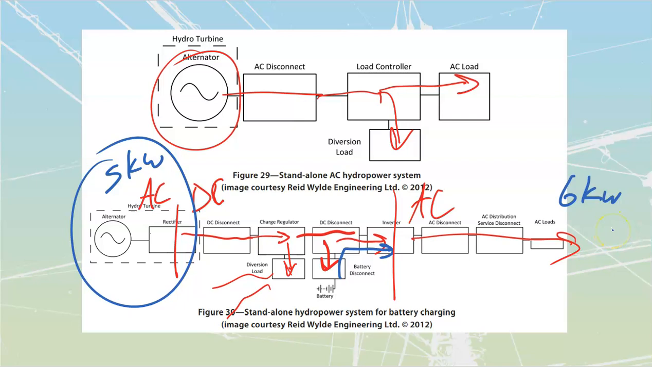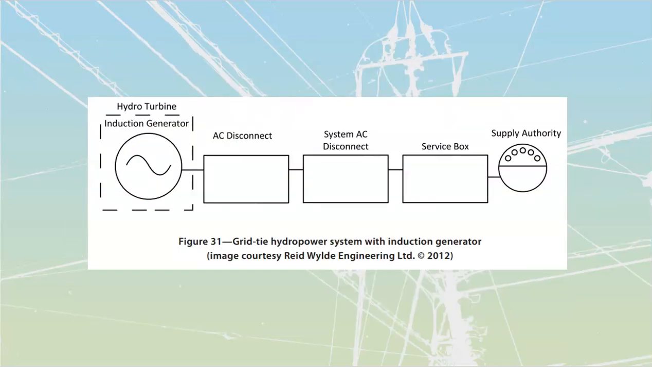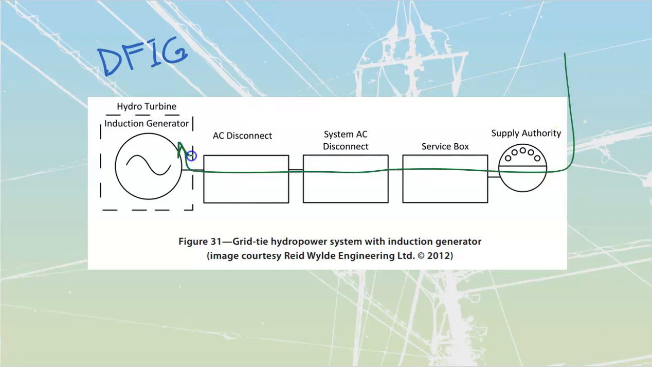Grid-tie hydropower is probably the least commonly used of our renewables here in British Columbia. We are going to have to make sure that we maintain frequency once again. Usually these are going to be DFIG, doubly fed induction generators, same as what we talked about before with wind power. And we are going to have to take signal in from the supply authority. So we are going to monitor that voltage. That voltage is going to be fed to one of my windings on the DFIG. The other winding is going to be my generation winding.